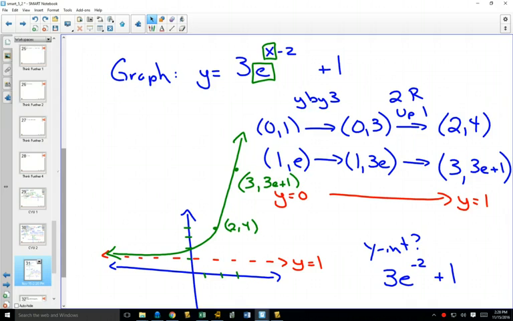And so not only now can you graph any exponential with any base, because you could graph the parent function and then do your transformations, you could also graph exponentials with the base of e.